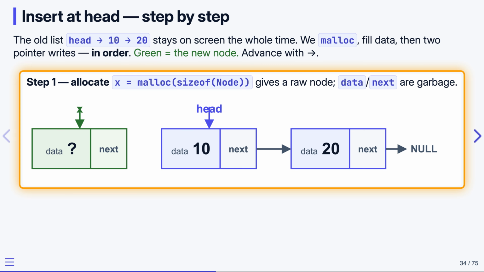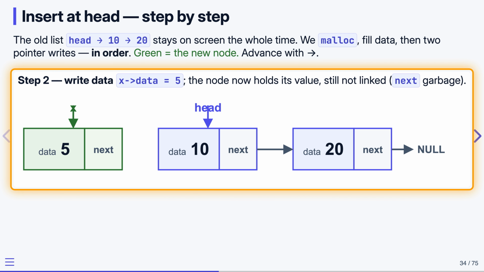Now let's insert at the head, one change at a time. The old list, head to 10 to 20, stays on screen the whole way. Step 1. Allocate. We run X becomes malloc and get a raw node. Its data and next fields are garbage for now, shown as question marks.